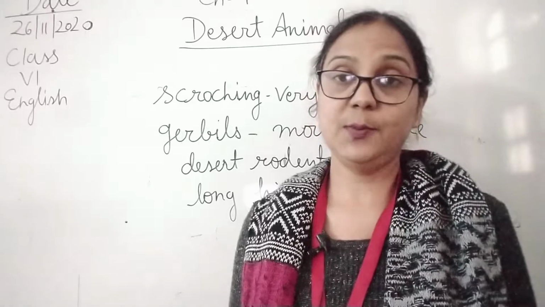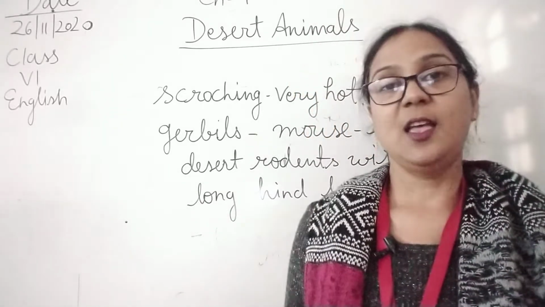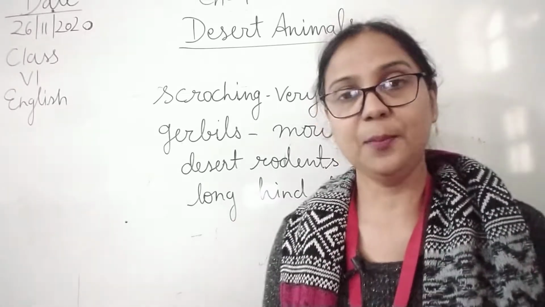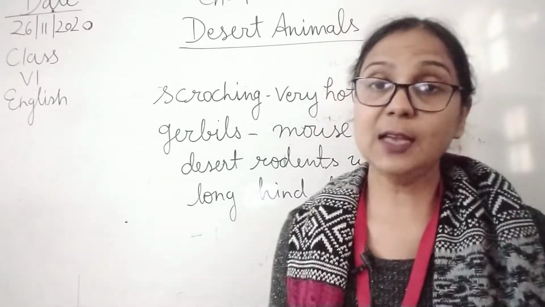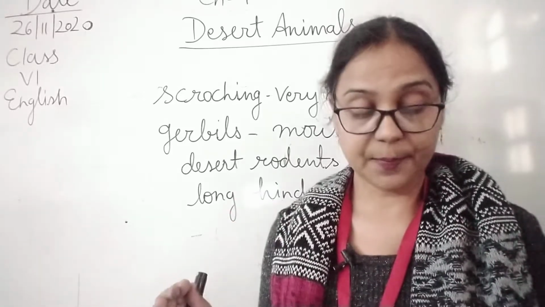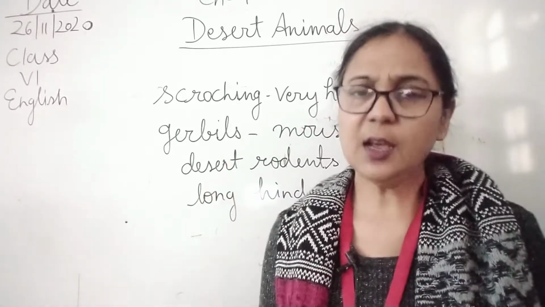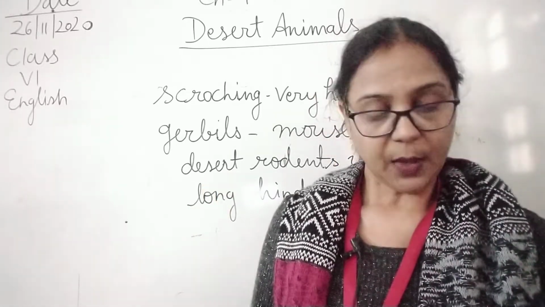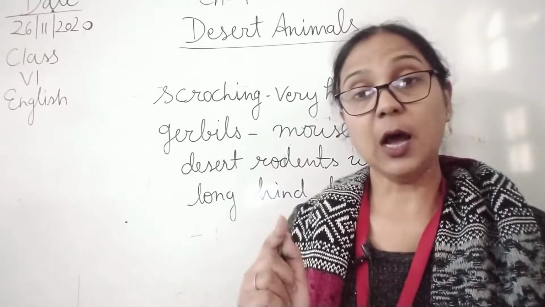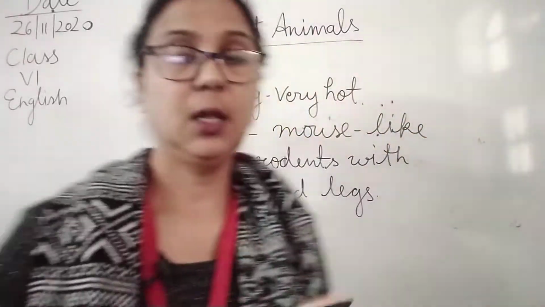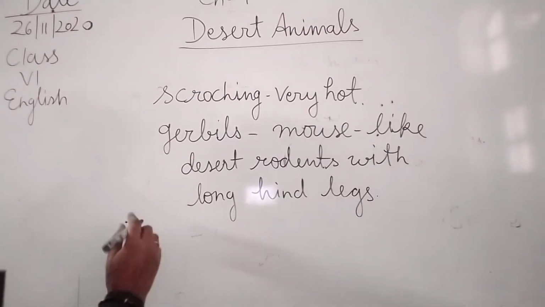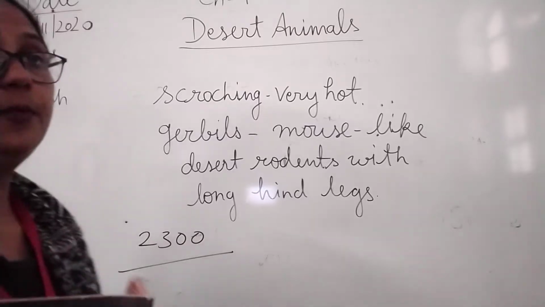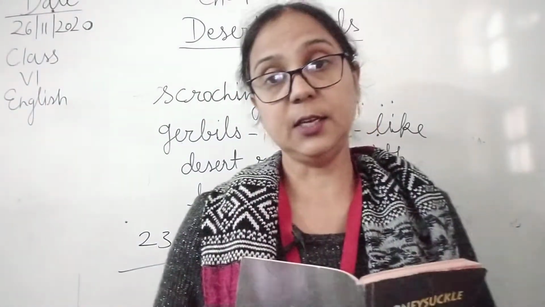So children, in this paragraph we are going to see that different types of snakes are living. Many species of snakes are living in the desert area, and some are very harmful and some are very harmless. So you can see 2,300 species of snakes, 2,300 types of snakes living in the desert area.